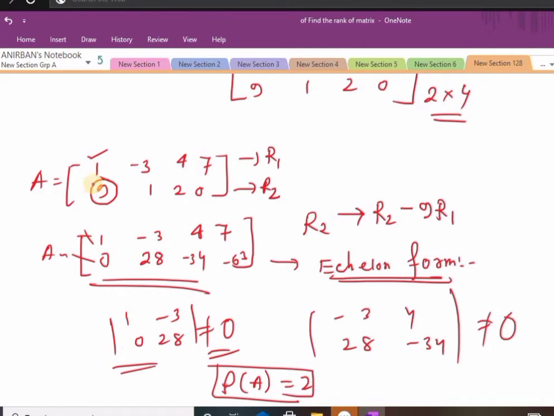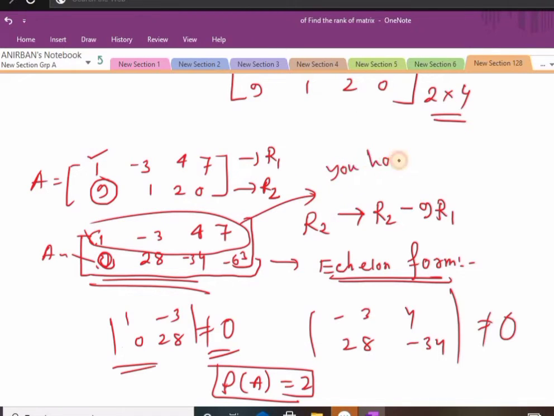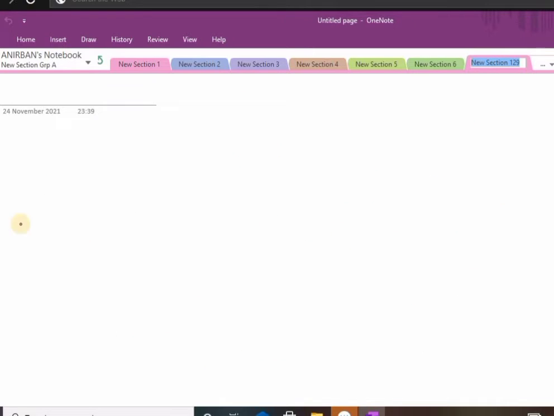Or shortly, you can look at this figure here. You make this 0, but this is a non-zero row and this is also a non-zero row. So you have two non-zero rows, and safely you can say that it has rank 2. Okay, next, another problem.